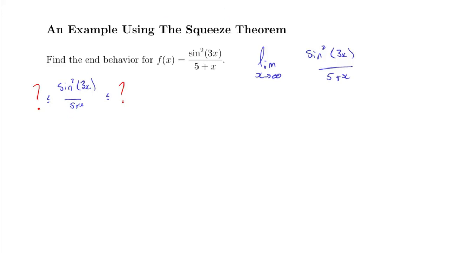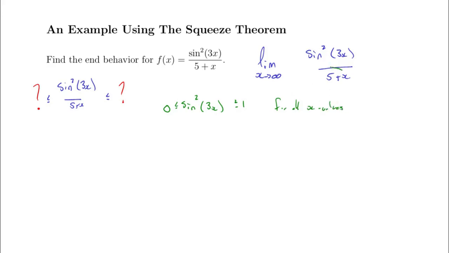So we'll start with our sine function. Sine of 3x is bounded by 1 and negative 1. Now what happens when we square things? Well, all the negatives are going to turn positive, and so that means actually our smallest value for sine squared of 3x is 0. And this is true for all x values.